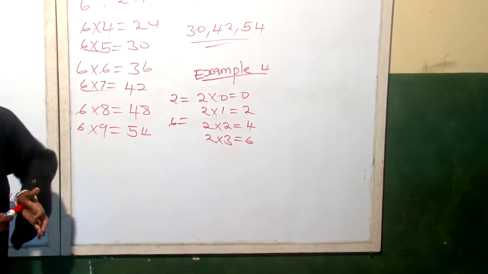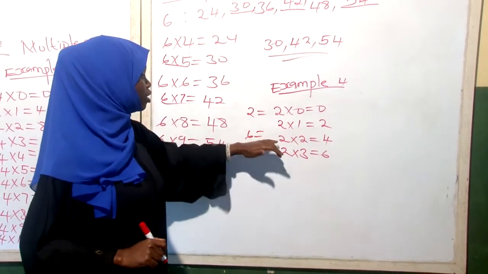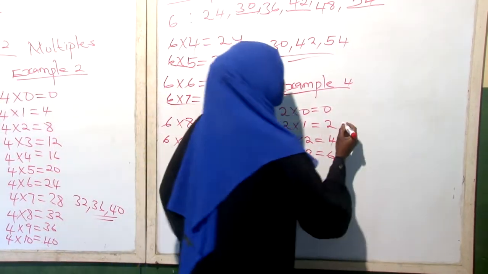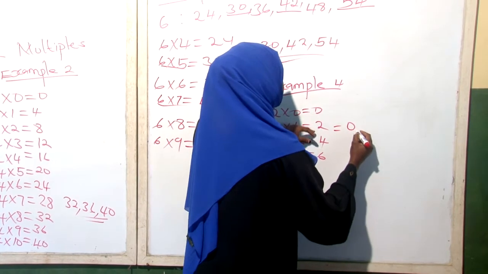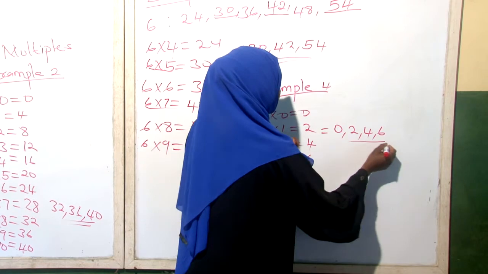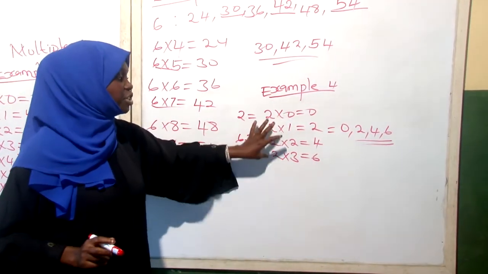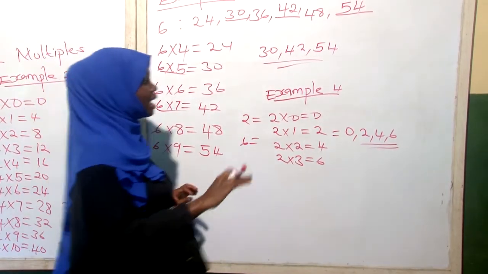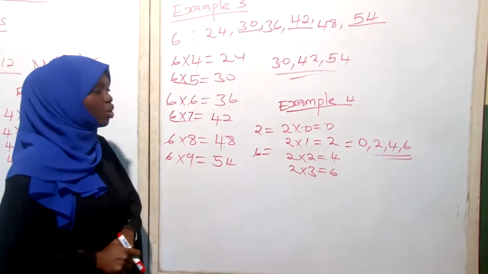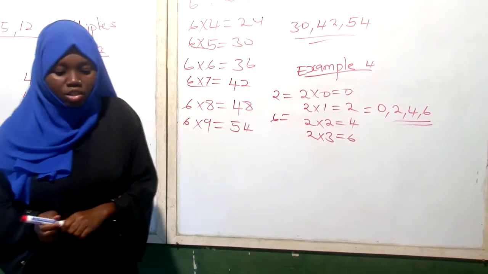2 times 3, which will be 6. So these are the first 4 multiples of 2. Number 1, number 2, number 3, number 4. So the first 4 multiples of 2 are 0, 2, 4, and 6. Remember, you are not asked about the numbers that you multiply. You are only looking at multiples, which are the numbers that we obtain after we have multiplied these 2 numbers, or more than 2, it can be 3 or 4. I hope that one is also clear.